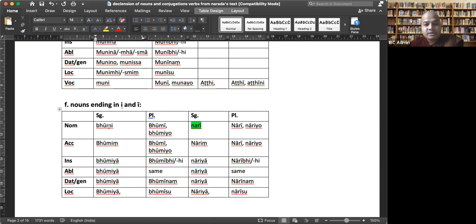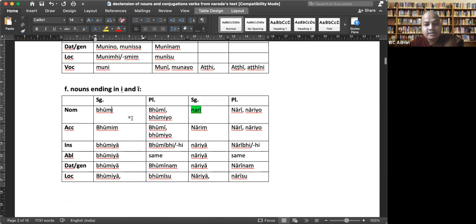So this is an example of a noun ending in short e, bhumi, and this is how it is declined: bhumi, bhumi, bhumiyo, bhumim, bhumi, bhumiyo, bhumiya, bhumi, bhumihi, bhumiya, bhumihi, bhumiya, bhuminam, bhumiya, bhumisu.